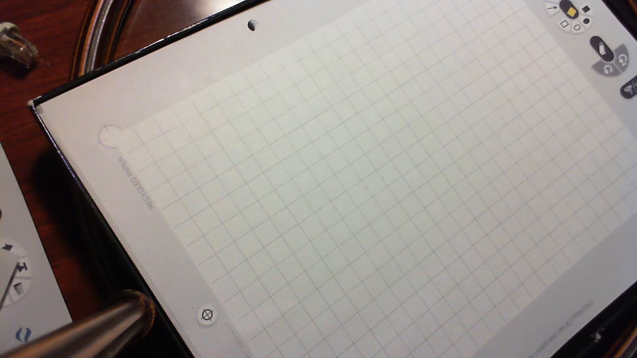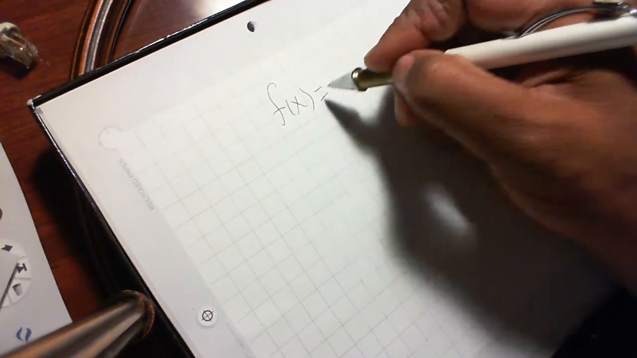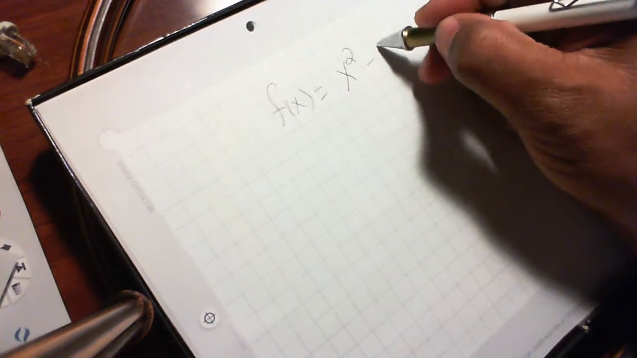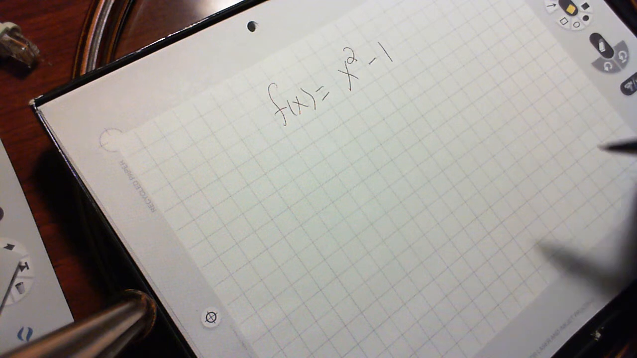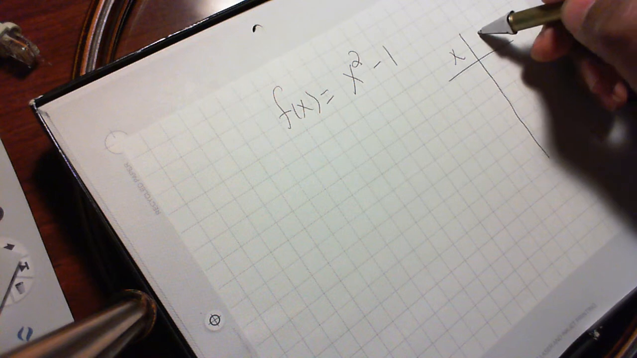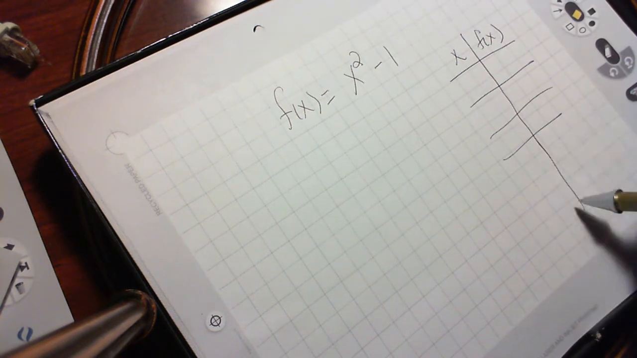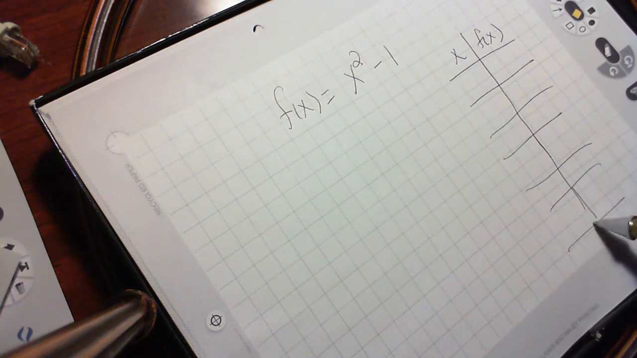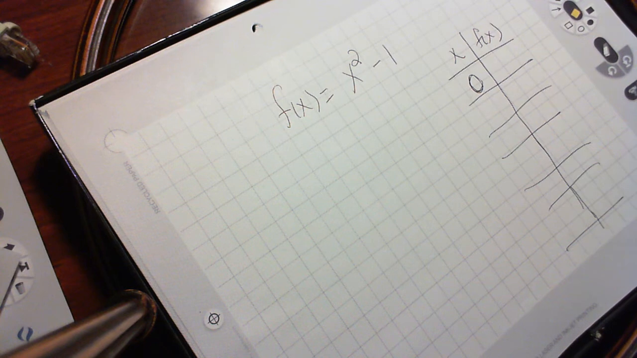Okay, now if I need to graph something, let's say I need to graph f of x equals x squared minus 1. All you have to do here is graph some points, right? So you can draw a chart here with some points. This is x, this is f of x. So you plot some points. You can select them based on how you believe the graph is going to behave. So we always start with a point 0. I mean, you don't have to do that, but it's good to start with 0.